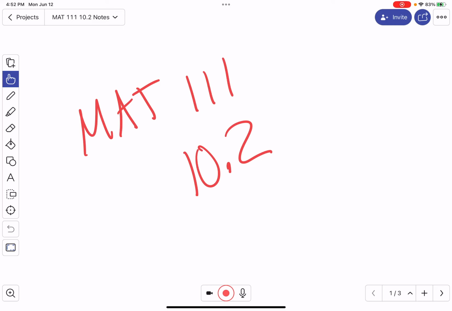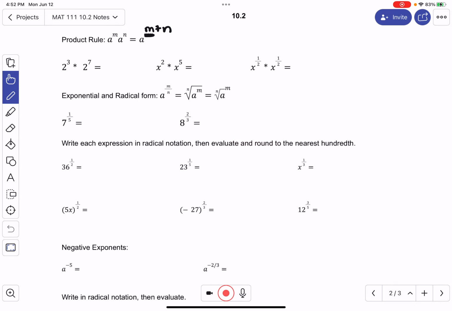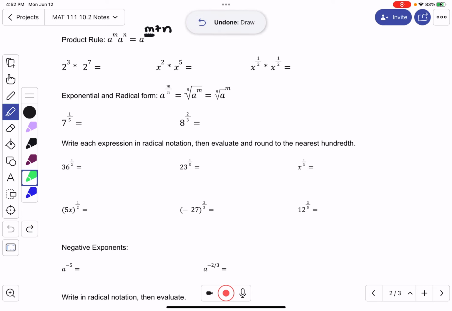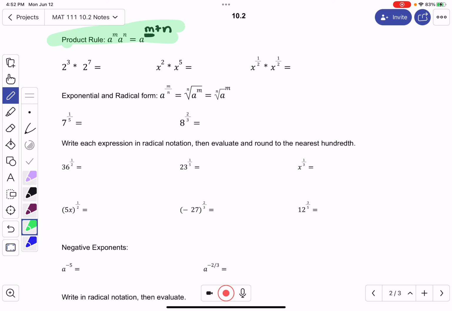All right, this video is going to take us through 10.2, which talks about exponent rules and how exponents and radicals are related. So one of the first rules we're going to look at is the product rule, where if you multiply two things with the same base, you can add the exponents to get the same answer. For example, here, 2 to the third and 2 to the seventh have the same base. It's 2. So we can add those exponents and we'd end up with the same answer.